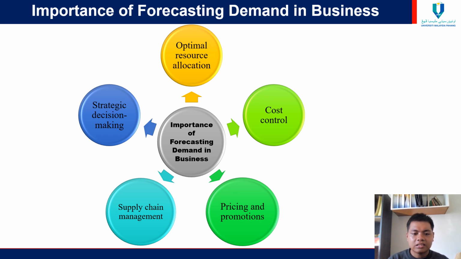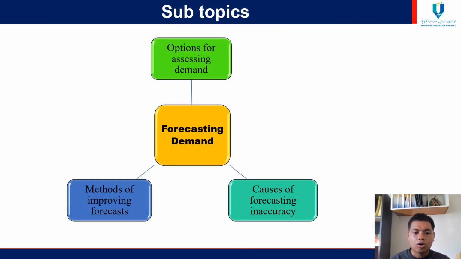Importance of forecasting demand in business. We look at a first point, which is optimal resources allocation. Next is cost control, and then pricing and promotion, and then supply chain management, and also strategic decision making. Option for assessing demand, forecasting demand, cost of forecasting inaccuracy, method improving forecast.